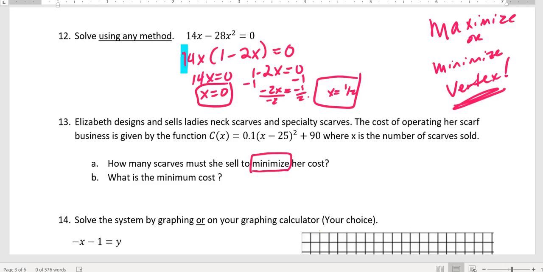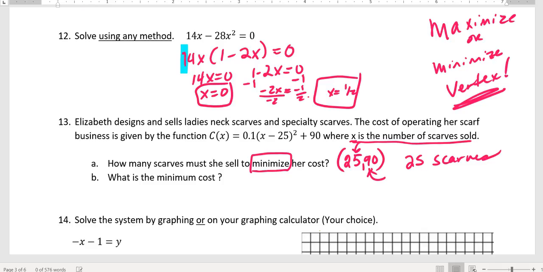So if it comes to us in vertex form, well, we love that because we can use our eyeballs and we can see that h lies, k tells the truth. So our vertex is 25, 90. But what does that mean? Well, x is the number of scarves sold. Okay, so that means 25 scarves.